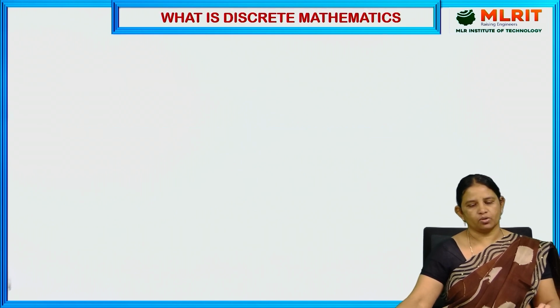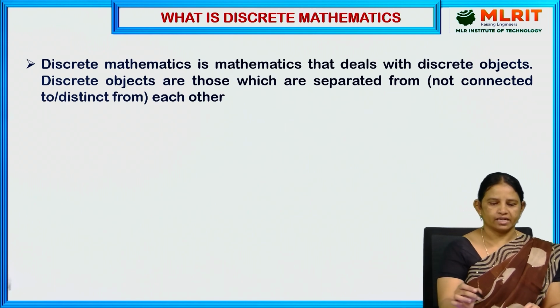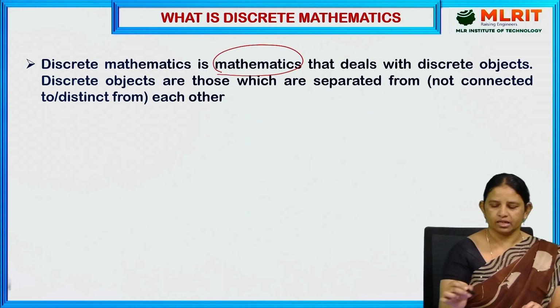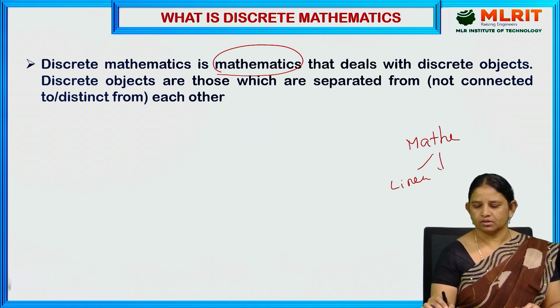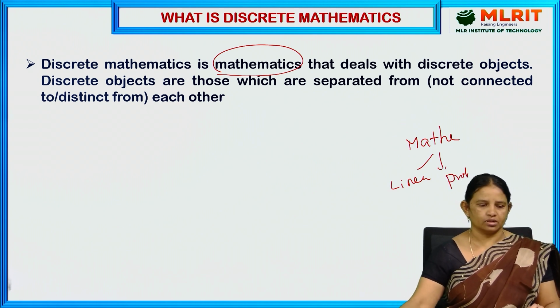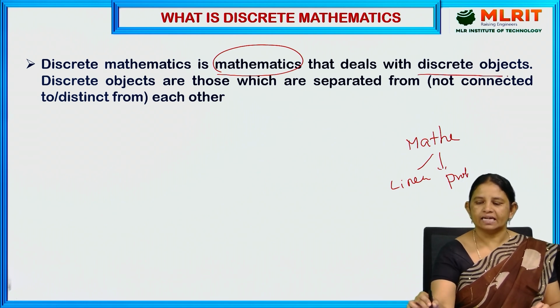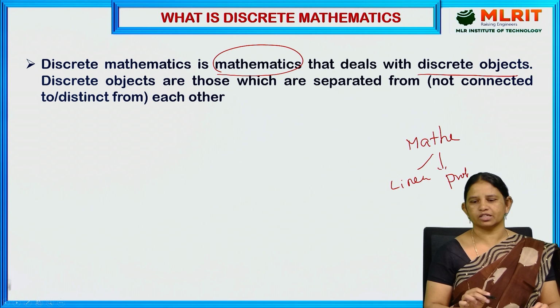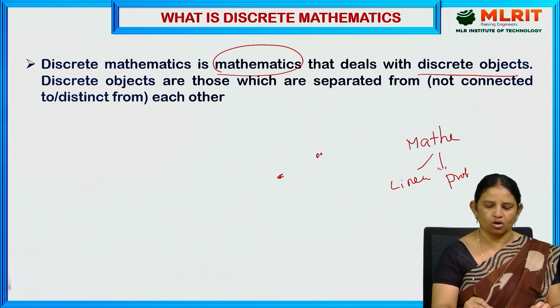Let us discuss what is discrete mathematics. Discrete mathematics is a branch of mathematics. In mathematics, there are different types, that is linear algebra, then probability, statistics. So, discrete mathematics is a branch of mathematics that deals with discrete objects. What is meant by discrete objects? There is no relation between this object and this object. These are not interconnected.